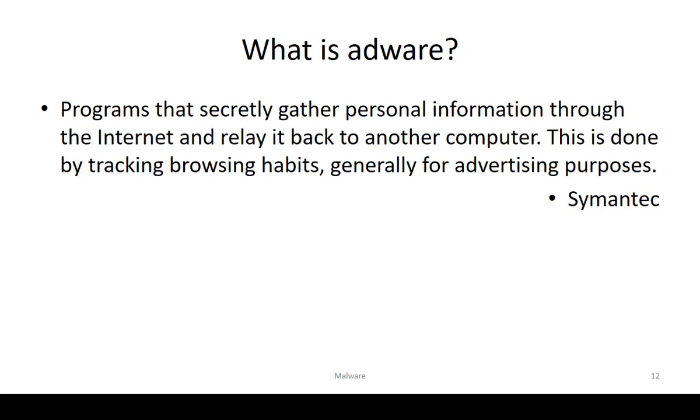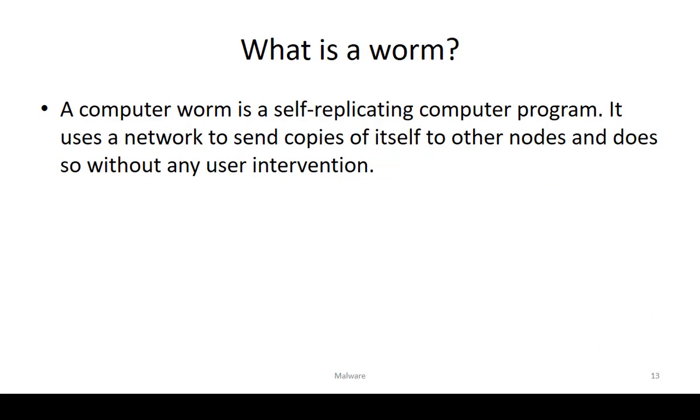And adware would be programs that secretly gather some personal information through the internet and then relay it to some other computer. Typically, this is done by tracking browsing habits, and generally it's done for advertising. And then a worm is a self-replicating computer program, and it will use a network to send copies of itself to other nodes, and it would typically do so without any user intervention. One of the first worms is actually the Morris worm in 1988, written by Robert Morris, and that was one of the very early forms of malware.